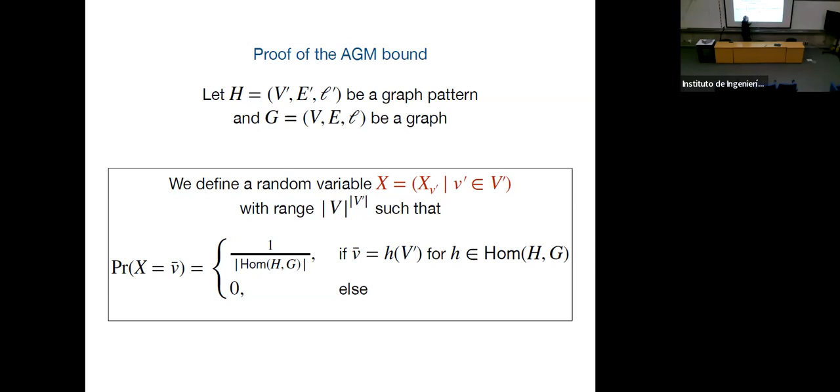We will define it in the following way. If B is not the image of some homomorphism, then the probability of the random variable taking value B is simply 0. Otherwise, it is the uniform distribution on the ones that are images of some homomorphism. Of course, computing this is very expensive, but we don't want to compute it. We just want to use it.